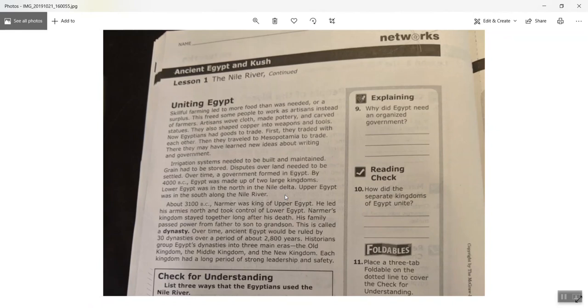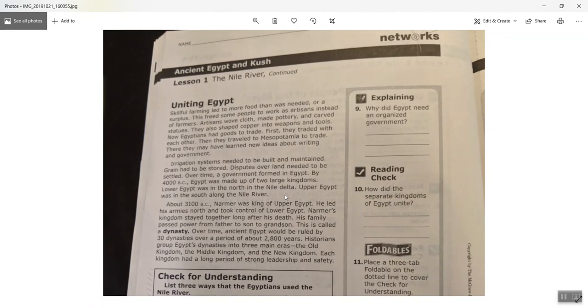Irrigation systems needed to be built and maintained. Grain had to be stored. Disputes over land needed to be settled. Over time, a government formed in Egypt. By 4000 BC, Egypt was made of two large kingdoms. Lower Egypt was in the north in the Nile Delta. Upper Egypt was in the south along the Nile River.